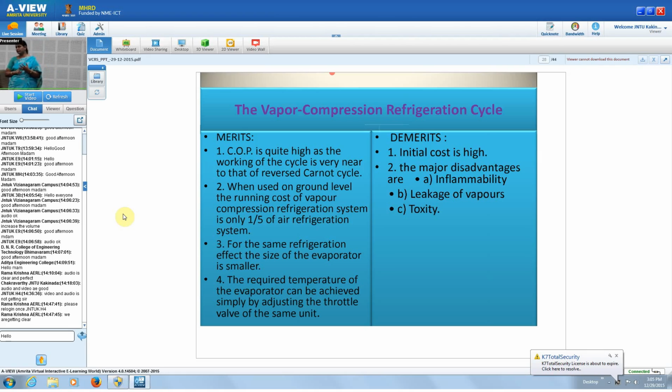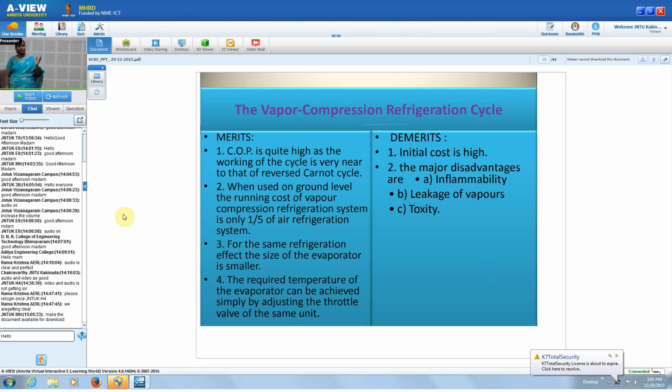So like that we can increase the refrigerating effect. Okay. So when used on ground level, the running cost of vapor compression refrigeration system is only 1/5 of the air refrigeration system. So last class we have air refrigeration system, which are used for aircraft. In that we have seen the advantage of aircraft refrigeration is that at high altitude, because compressed air is already available, we can make use of that.